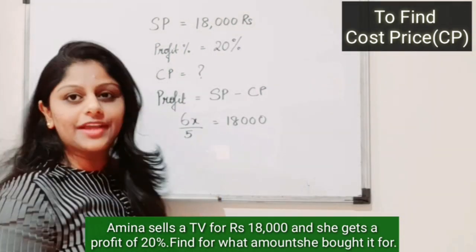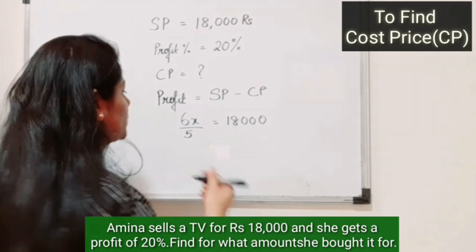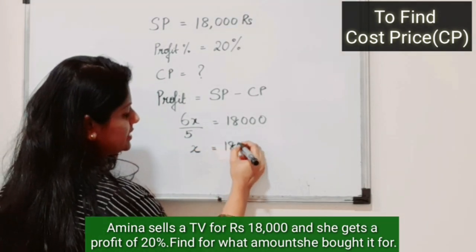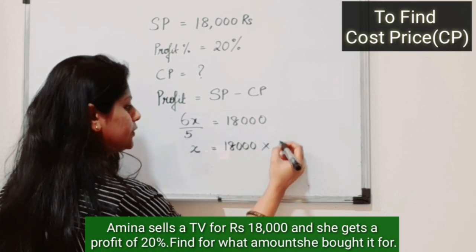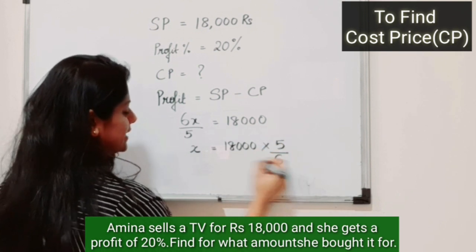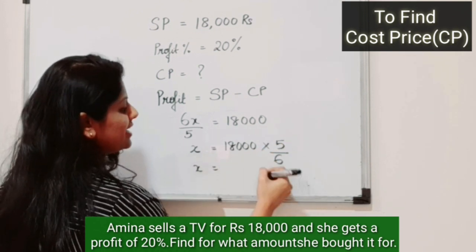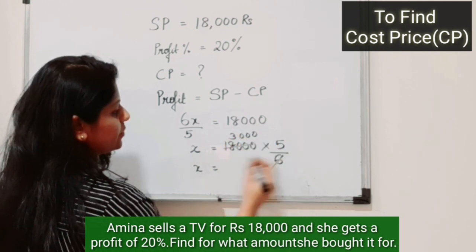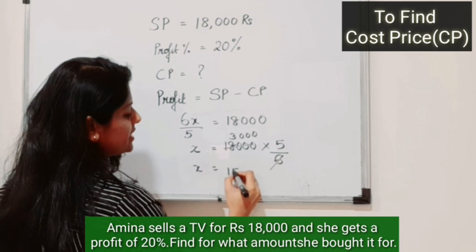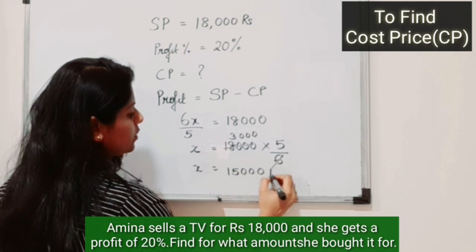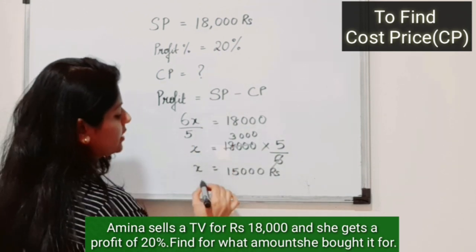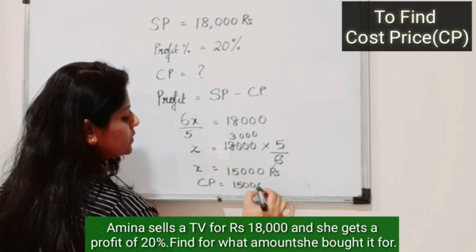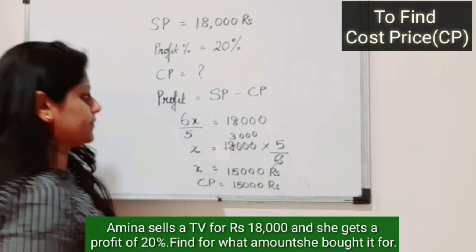So, 6X by 5 is equal to 18,000. We have to find the cost price, which is X over here. Therefore, X we'll keep on one side. X is equal to 18,000 into 5 by 6. Correct? So, on cancelling, 6 3s are 18. Then we know that 5 3s are 15. Therefore, 15,000 rupees. And X is what? Our CP. Therefore, cost price is equal to 15,000 rupees.